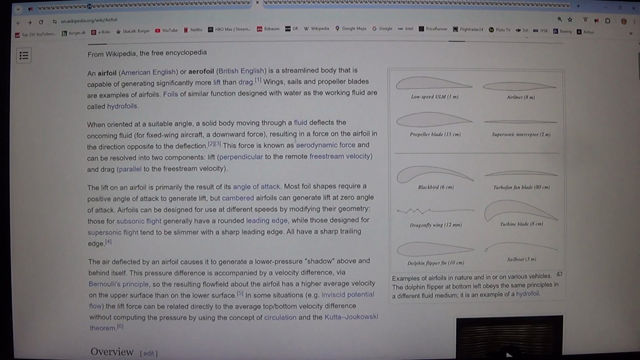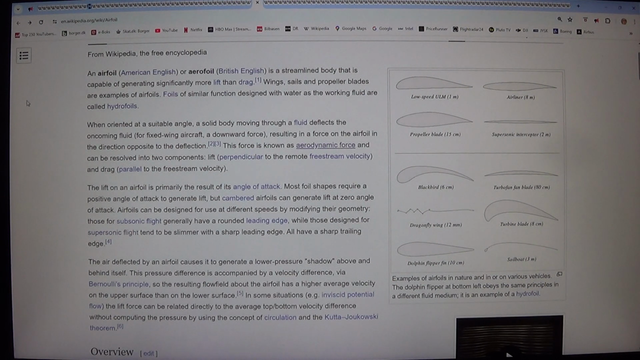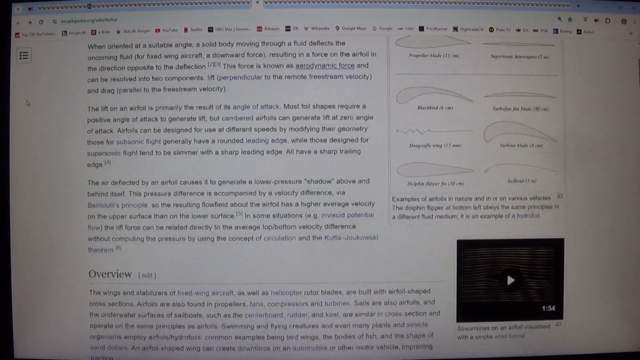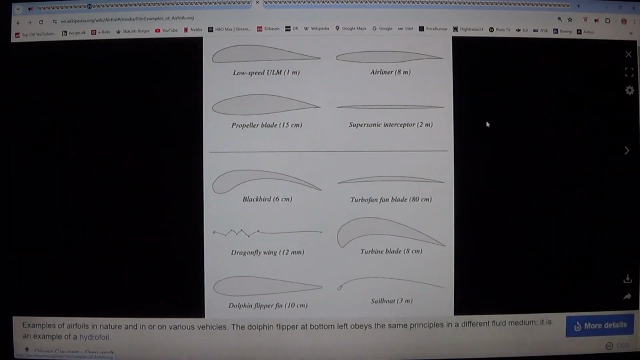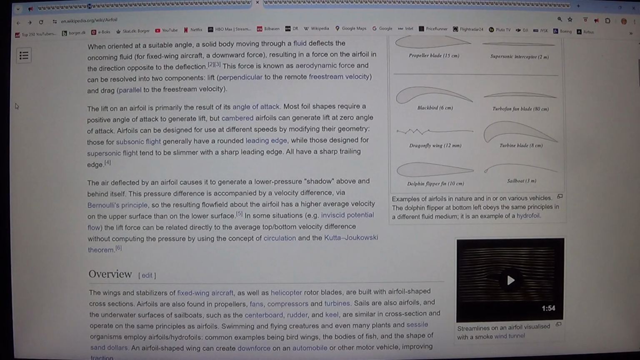The lift on an airfoil is primarily the result of its angle of attack. Most foil shapes require a positive angle of attack to generate lift, but cambered airfoils can generate lift at zero angle of attack. Airfoils can be designed for use at different speeds by modifying their geometry. Those for subsonic flight generally have a rounded leading edge, while those designed for supersonic flight tend to be slimmer with a sharp leading edge. All have a sharp trailing edge.